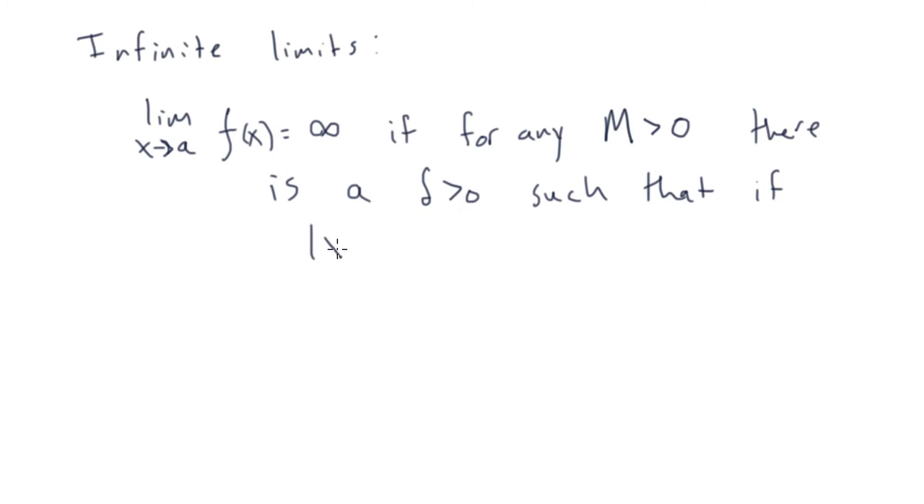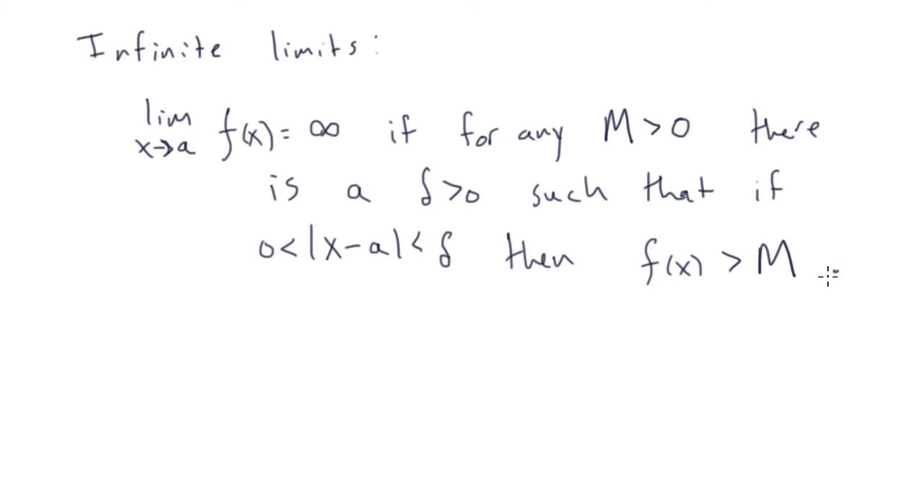if x is within delta of a but not equal to a, then f of x should be larger than whatever M I found. So I can just let M get as high as I want, and f is just getting bigger and bigger as I find those values of x closer and closer to a.